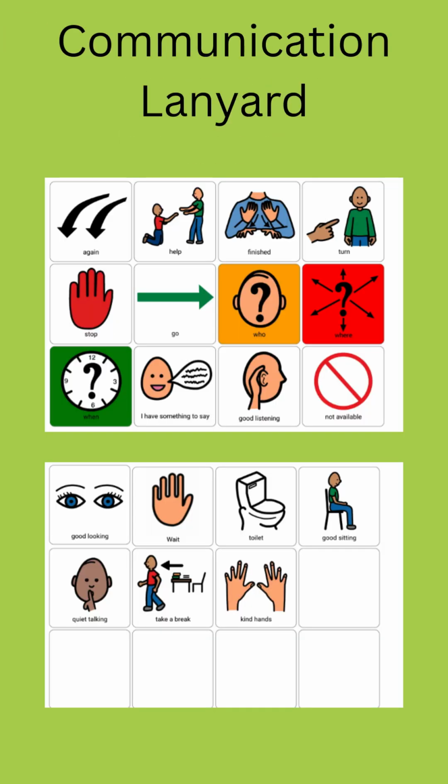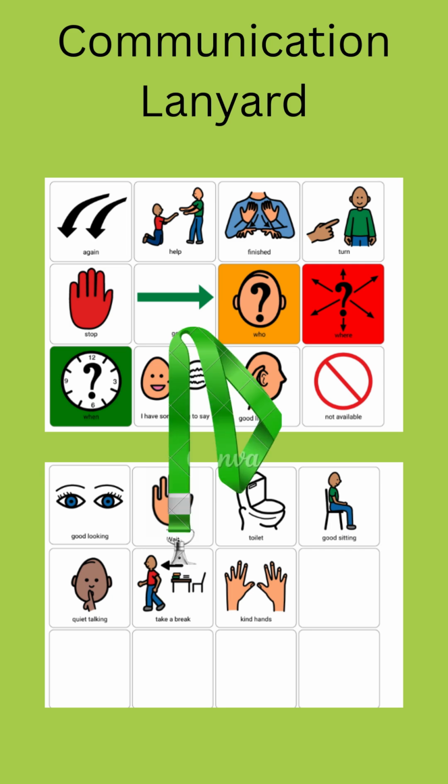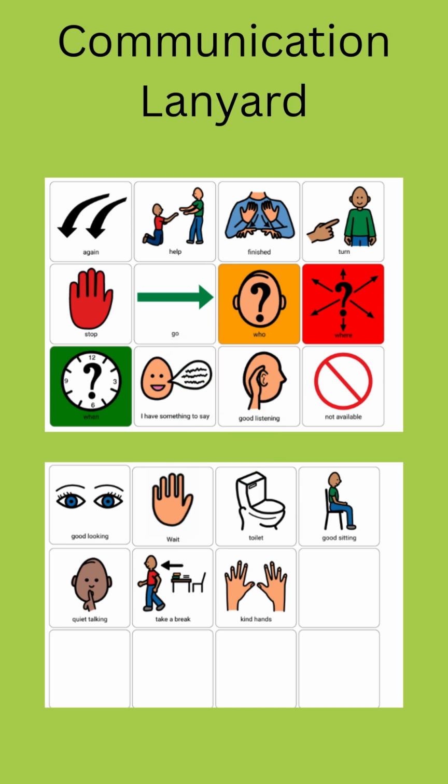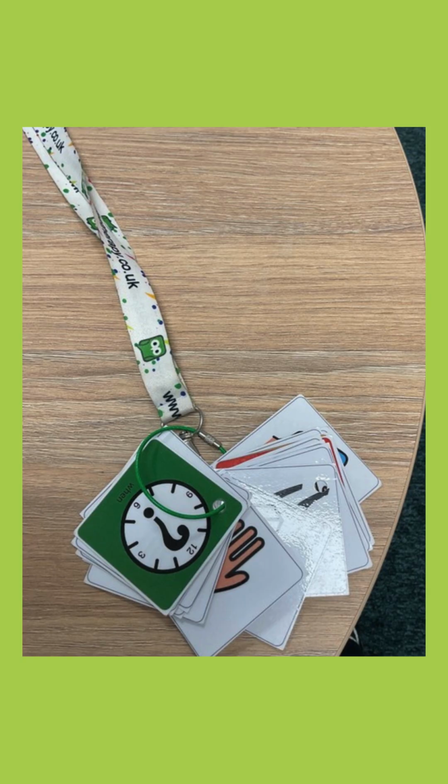The first visual strategy that we are going to look at is a communication lanyard, which is very portable and can help children understand your communication or help them express their needs to you. All you need to do is cut and laminate the symbols and attach them to a lanyard. This means that you can wear this lanyard everywhere you go with your child.